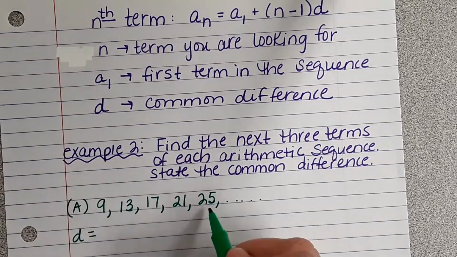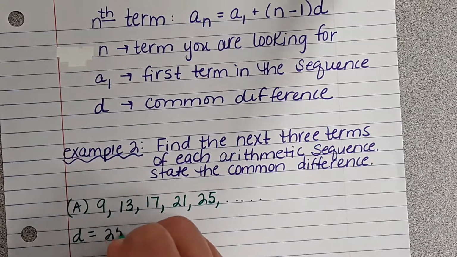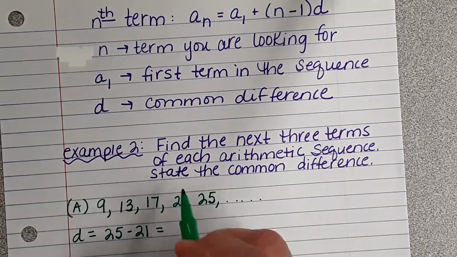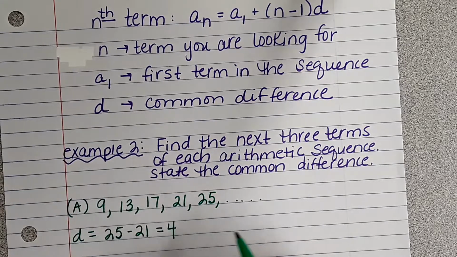Take the last number that you see in the sequence, 25, minus the one before it, 21. I shouldn't say the first number. The last number that you see in the sequence minus the previous one. And so my D is 4. Okay, so I need to find the next 3 terms.